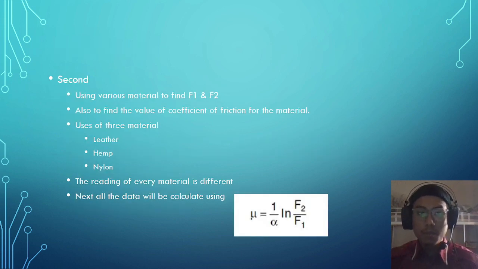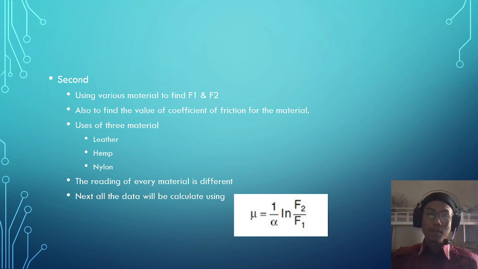For the second experiment, we will use various materials to find the value of force 1 and force 2. Also, we need to find the value of the coefficient of friction for each material, which is leather, hemp, and nylon. The reading of every material is very different, and after that, with all the data, we will calculate the coefficient of friction using the formula.